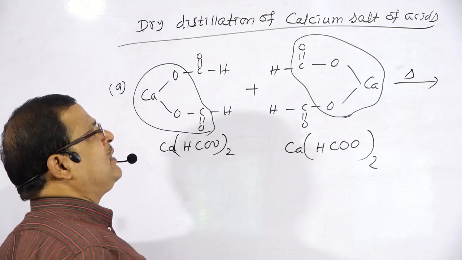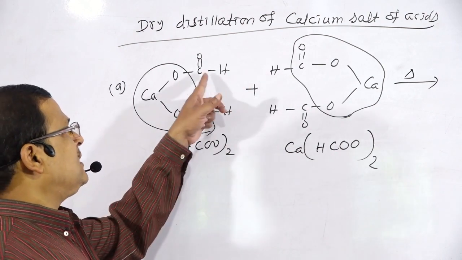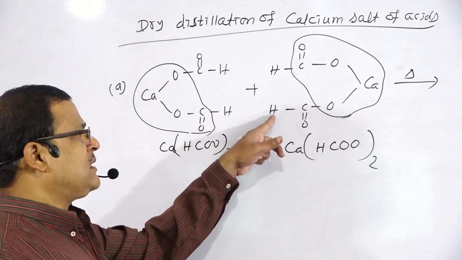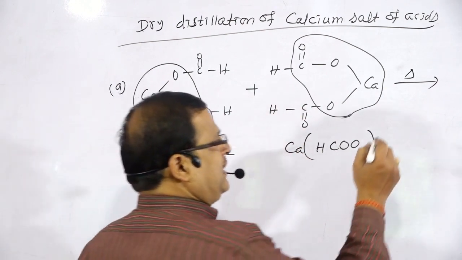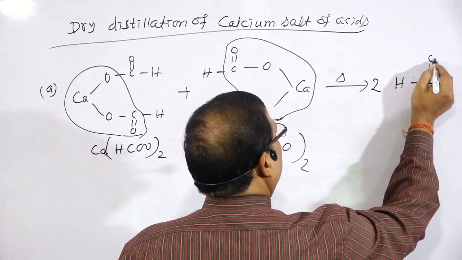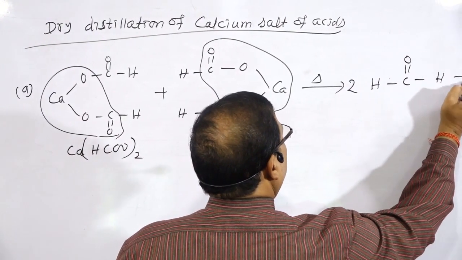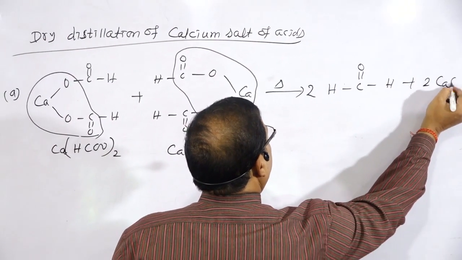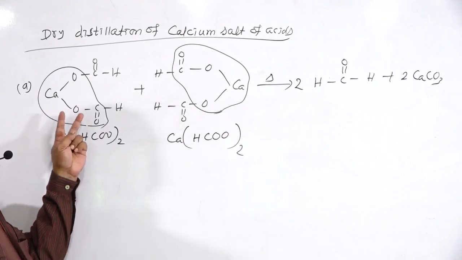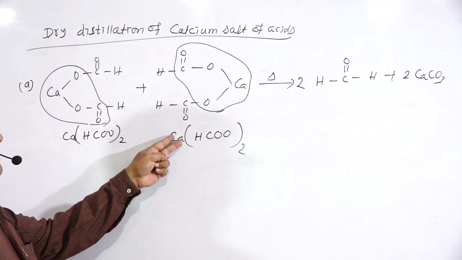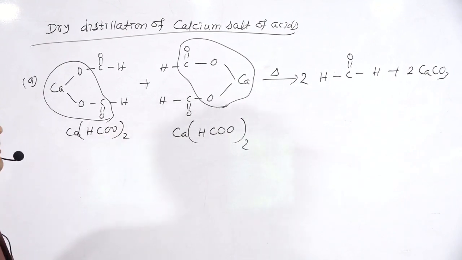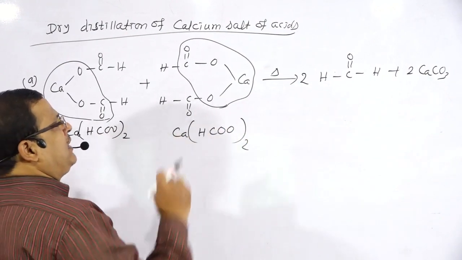So what will be the product? HCHO. There is the formation of two molecules of HCHO plus CaCO3. So whenever calcium formate is heated, that is dry distilled, there is the formation of formaldehyde. The product is formaldehyde.